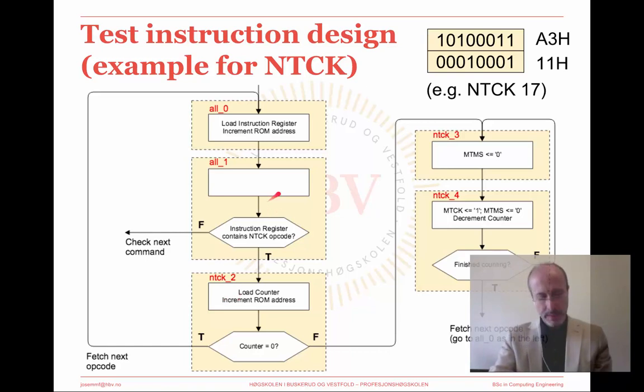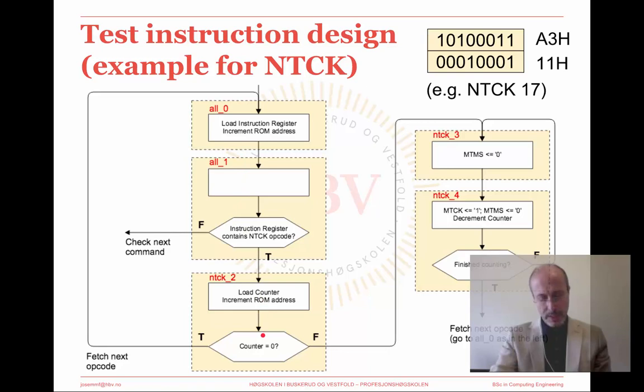Let's look at the case of NTCK. We have to start by loading the instruction register and incrementing the program counter so that it points to the next byte. Then we need to check if this is the NTCK opcode. Notice that these 2 initial states are common to all instructions, and that is why I call them all 0 and all 1 for these 2 states.